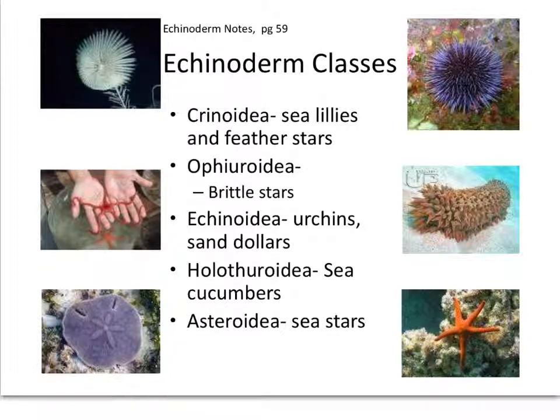Echinoidea are things like urchins and sand dollars. So this guy is a sea urchin, he would belong to Echinoidea. This guy is a sand dollar, also belonging to Echinoidea. And Holothuroidea, these guys here, are sea cucumbers, and then Asteroidea are sea stars, so asteroid, think of starfish that way.